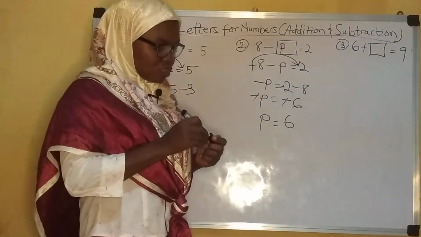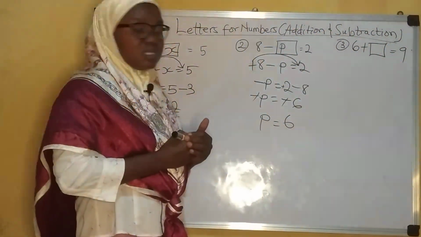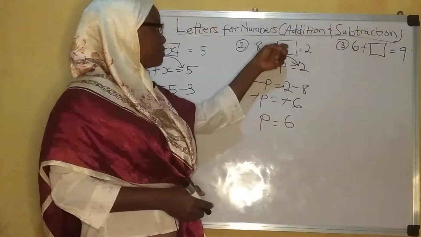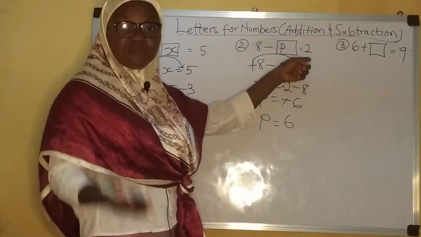Does that make sense? So if p is equals to 6, you might want to test to see if actually p is actually 6 by putting the value of p equals to 6 back into this place. If this place is 6, it means that 8 minus 6 will definitely give us 2. That means we are on the right path.